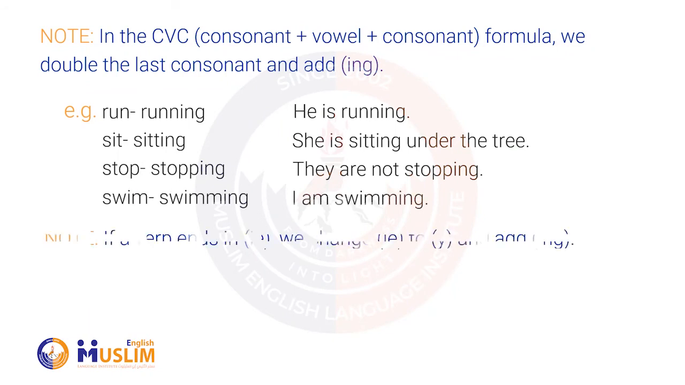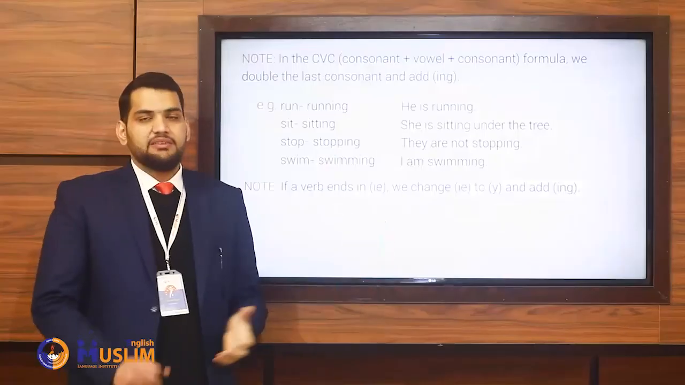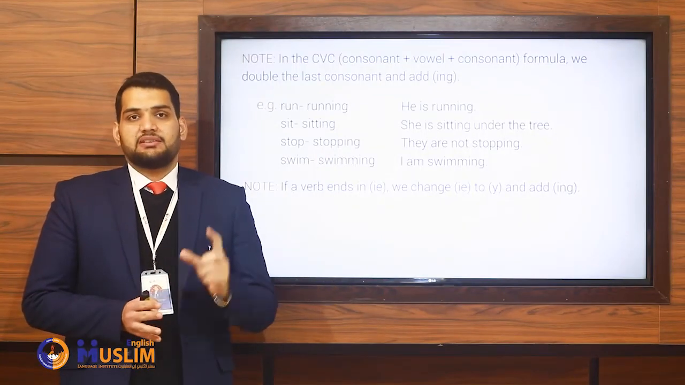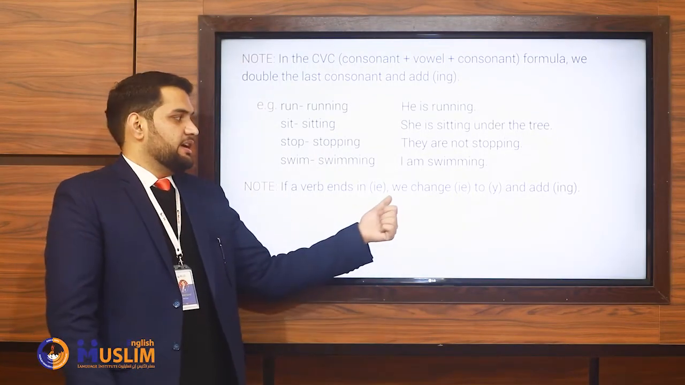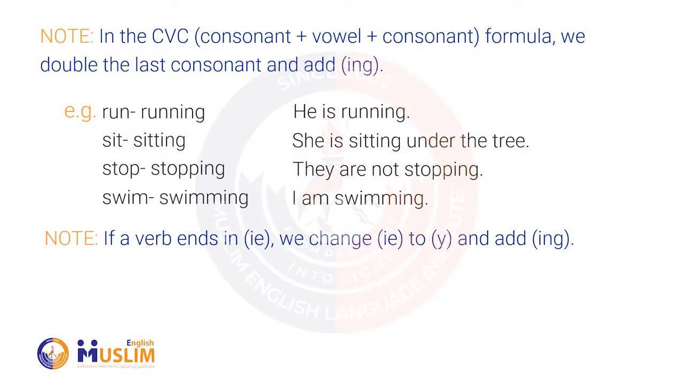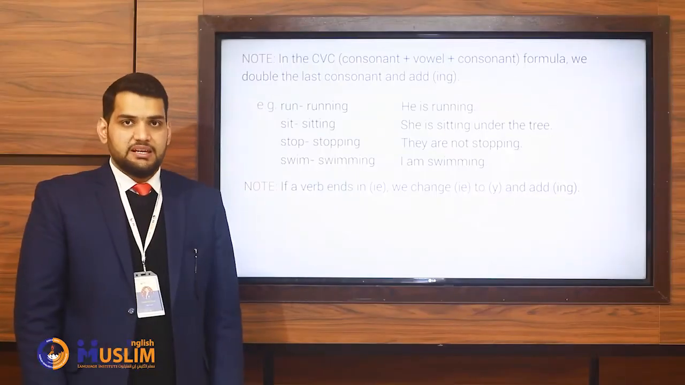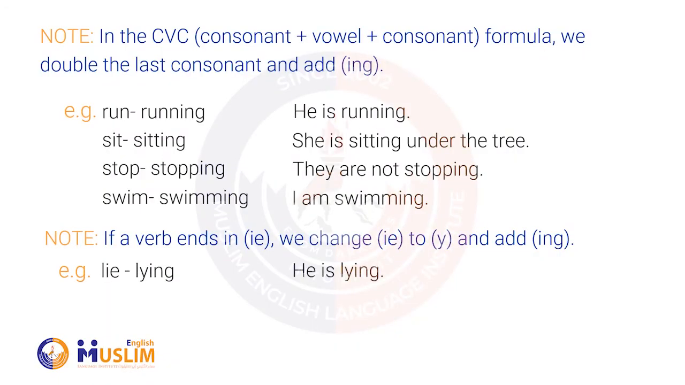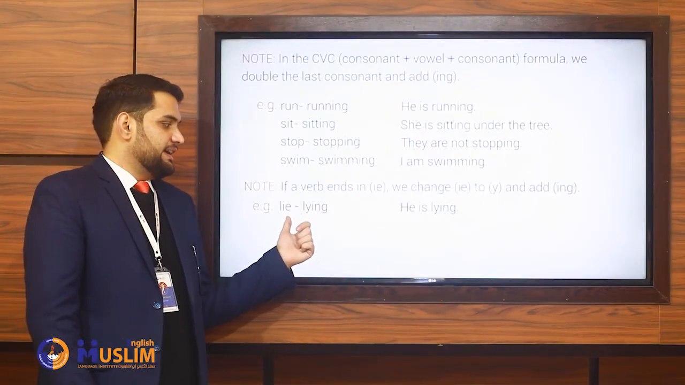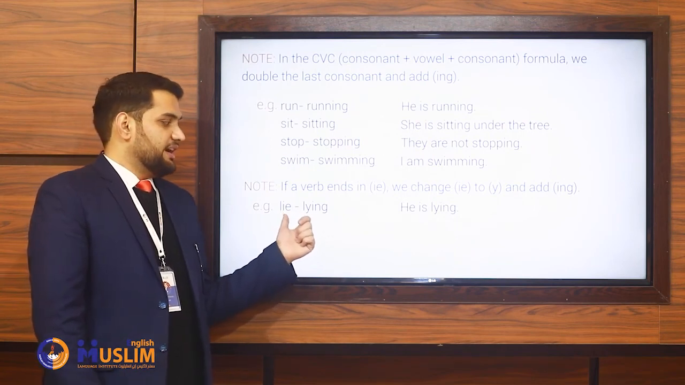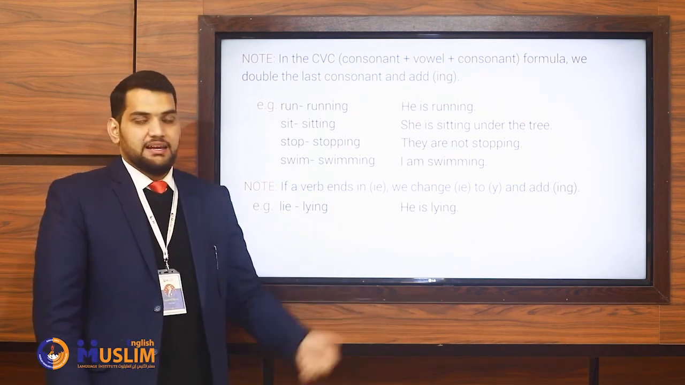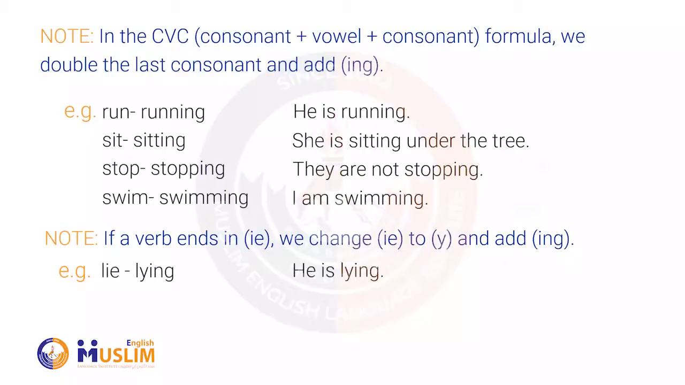I'm swimming. Remember, if a verb ends in IE, whenever there is a verb and at the end of that verb we have IE, what do we do? We change IE to Y and add ING. This is something really important. For example, lie. Now what do we have at the end of lie? IE. So we simply change IE to Y and add ING. Lie, lying. For example, he is lying. Or tie, tying. They are tying their luggage.